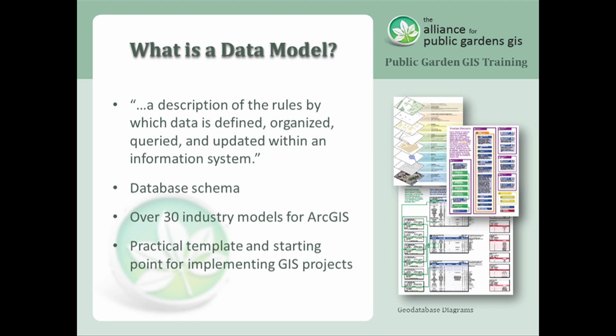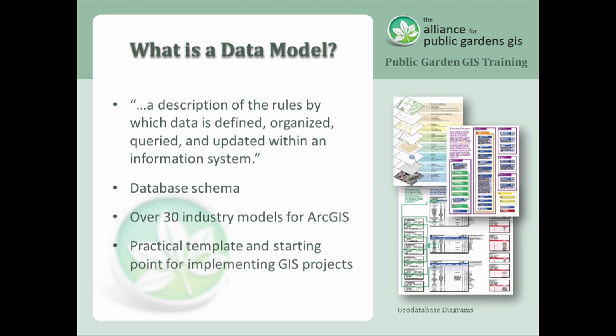So you've heard me say data model quite a few times now, and almost everybody's question at this point is, what exactly is a data model? Well, the official definition is that a data model is a description of the rules by which data is defined, organized, queried, and updated within an information system. It can be more simply thought of as a database schema, and schema just means the tables that are in a database, the fields that are in those tables, and maybe the relationships between different tables and fields.